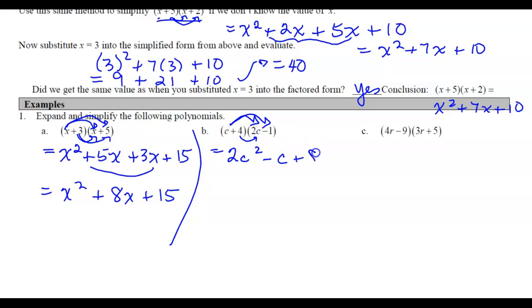Minus c, plus 8c, minus 4. So negative c plus 8c is 7c. So it'll be plus 7c. Notice how if the terms are in descending order within the brackets, if you expand out following the arrows to the right, then your answer will be in descending order of degree as well. You don't even have to think about it.